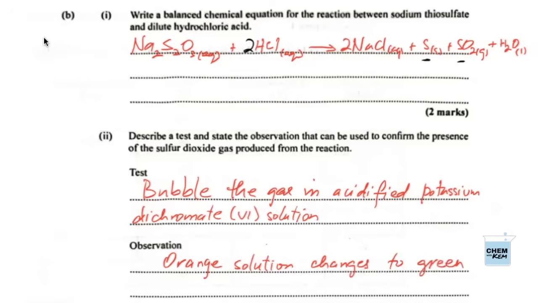Right, so we could also use acidified potassium manganate(VII) solution, which is purple, and upon bubbling the gas through it, we would get it changing from purple to colorless.